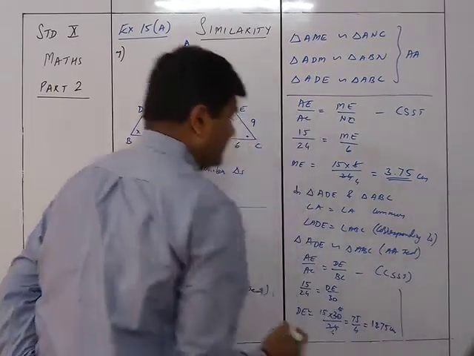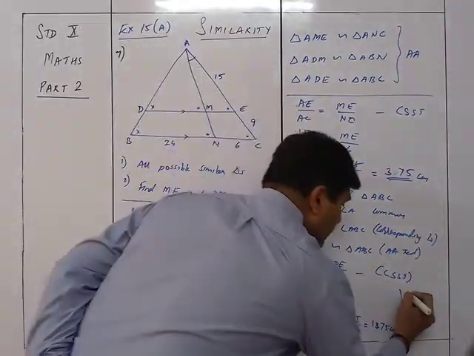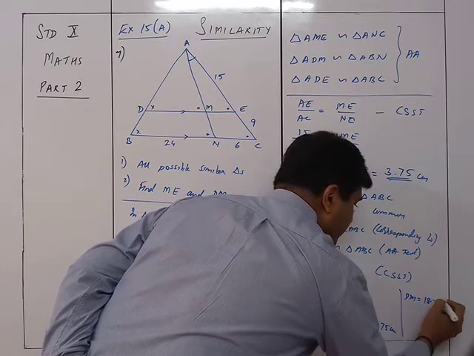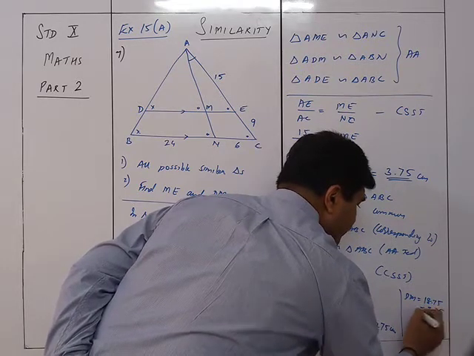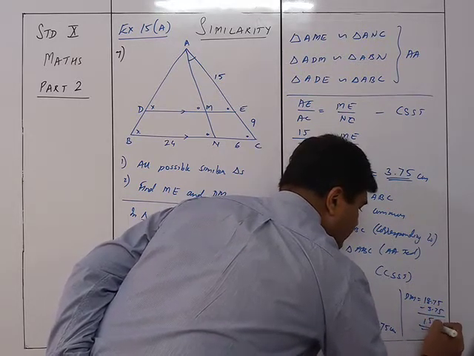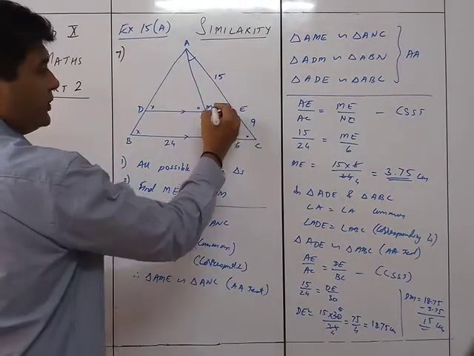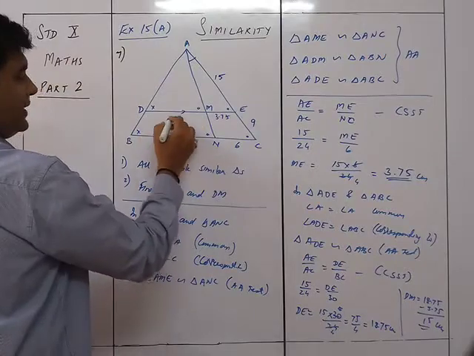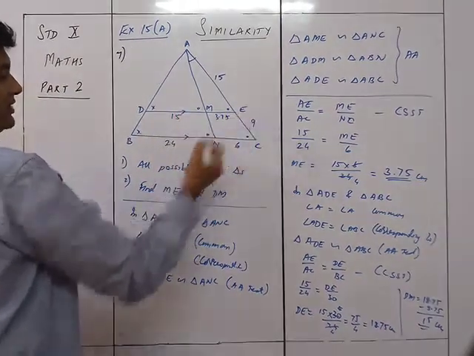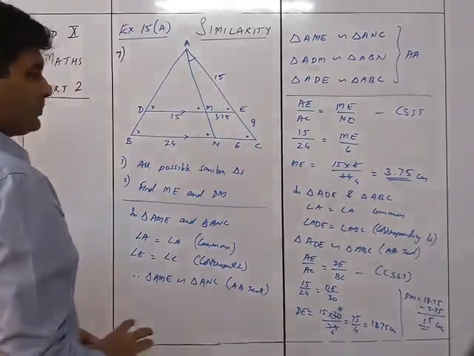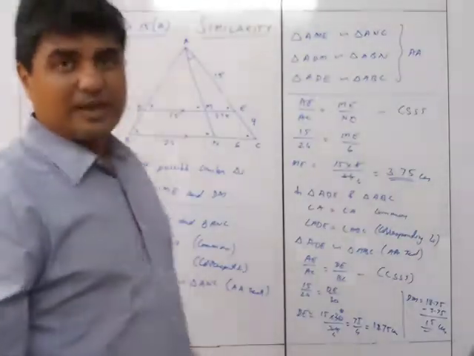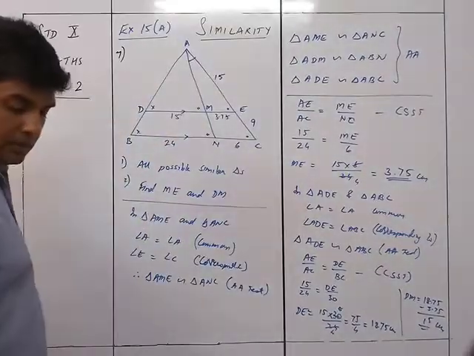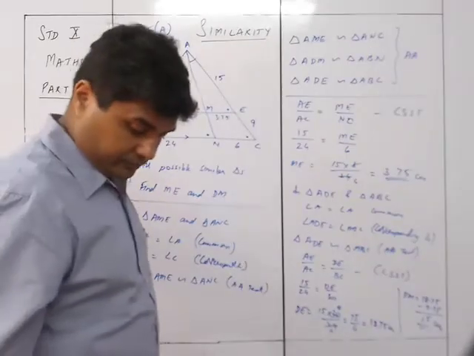Now you know that you wanted DM. So DM is equal to 18.75 minus 3.75 is equal to 15 centimeters. Because we found out this as 3.75, and this automatically will be accordingly 15 because this total is 18.75. So this was sum number 7. Easy one. Yeah, lengthy but easy.